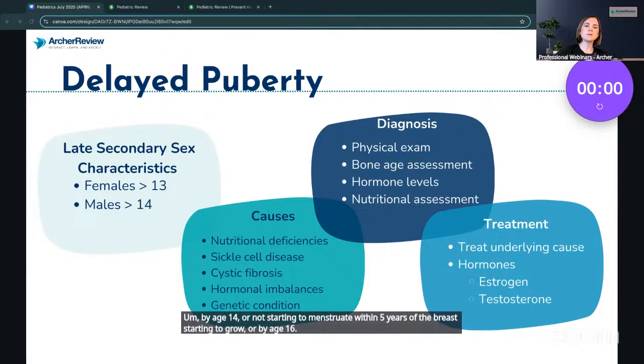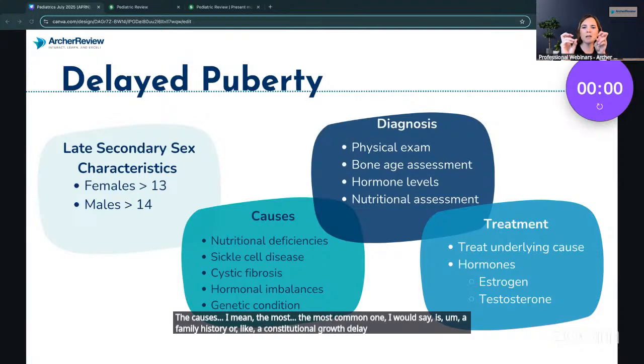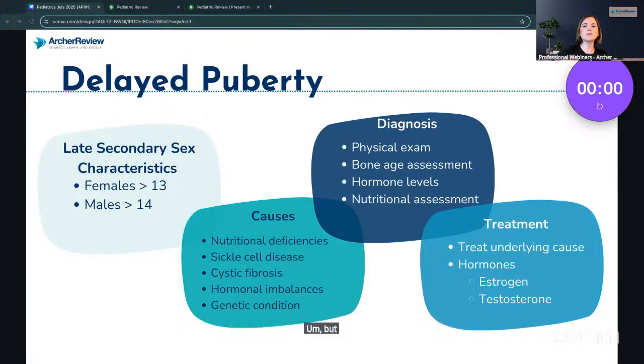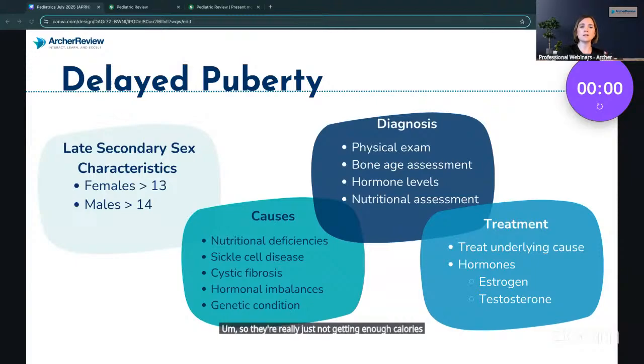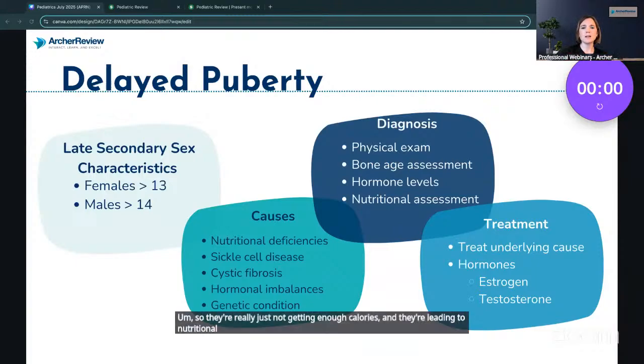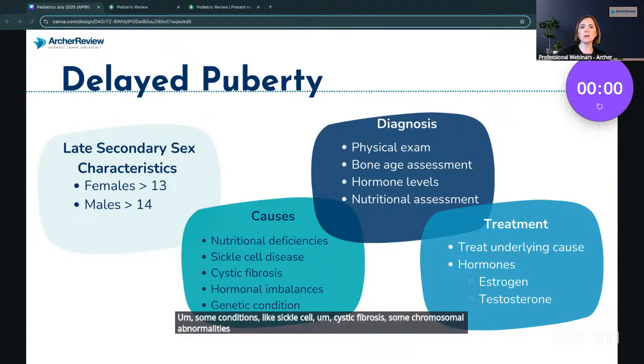The most common cause I would say is a family history or a constitutional growth delay, which is a late bloomer. But it can also include nutritional deficiencies or being malnourished. You can sometimes see this in teens with eating disorders or athletes who aren't eating enough. So they're really just not getting enough calories, and that's leading to nutritional deficiencies. Some conditions like sickle cell, cystic fibrosis, some chromosomal abnormalities can cause this as well.